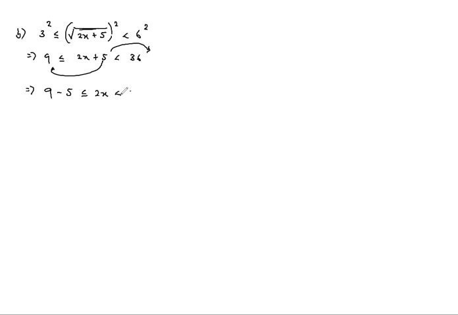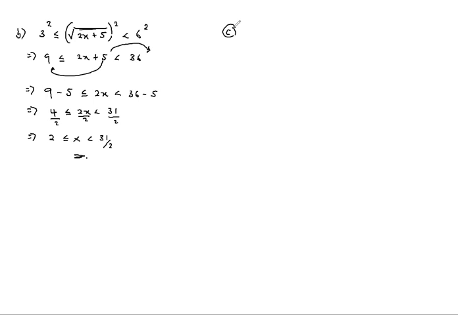2x, 36 minus 5. 4 less or equal to 2x less than 31. Done. So that's less complicated anyway. So this, you follow the same approach.